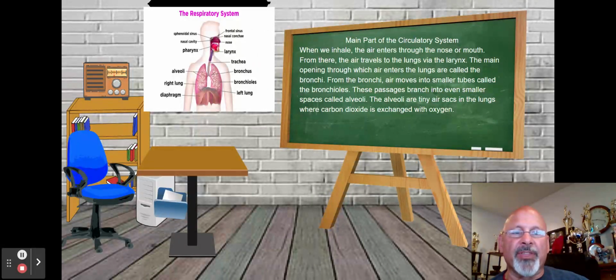When we inhale, the air enters through our nose or mouth. From there, the air travels to the lungs via the larynx. The main opening through which the air enters the lungs are called the bronchi. From the bronchi, air moves into smaller tubes called the bronchioles. These passages branch into even smaller spaces called alveoli. The alveoli are tiny air sacs in the lungs where carbon dioxide is exchanged with oxygen.